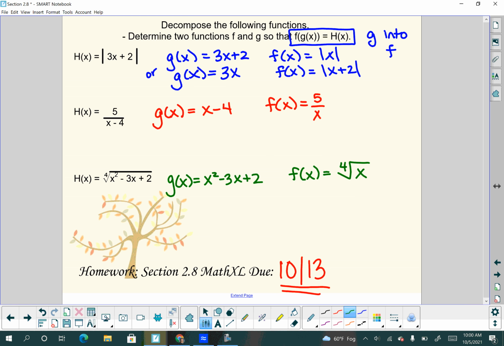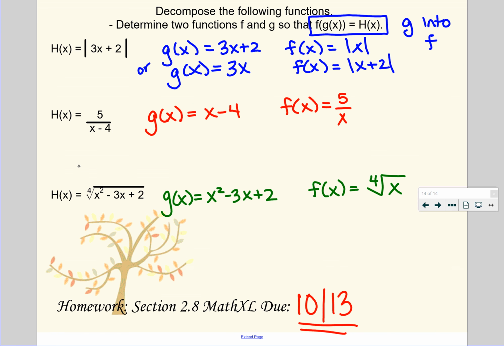Couple ways to do it. Again, these are not the only correct answer. So you could make G x minus 4 and make F 5 over x is one way to do it. You could make G that whole quadratic, and you could make F the 4th root would work. Anybody have a different answer for the middle one that you would like to share? No. What about the bottom one? Anything different? No, we all did these. We're all on the same wavelength with each other. Okay, that's good too. I'll take it.